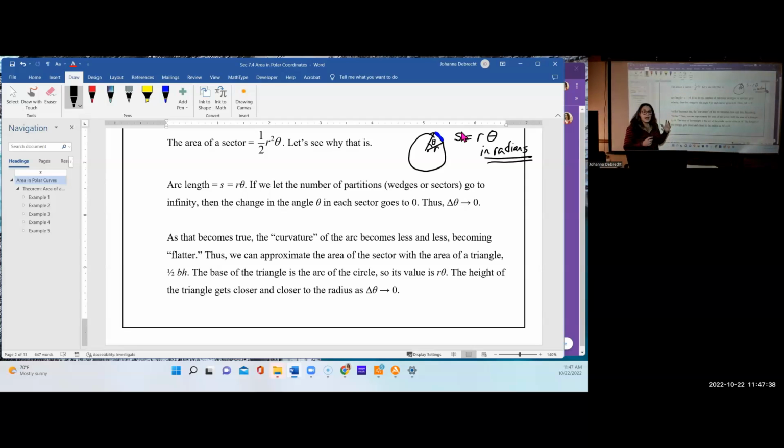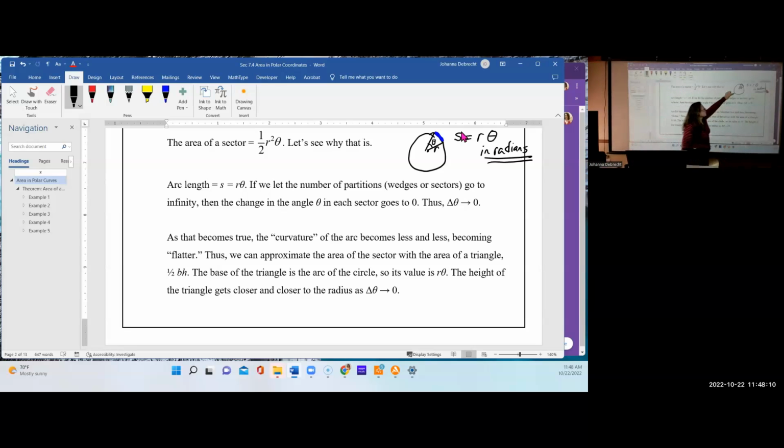Now, we're going to allow our partitions to go to infinity. We're going to have more and more of them, so our delta theta is going to go to 0. Now, our theta is, of course, the delta theta, right? It's the change in the angle. We took the region from theta equal alpha to theta equal beta, and we divided it into n sections. As we allow these to get smaller and smaller, the curvature of the arc becomes flatter and flatter. It becomes less and less.